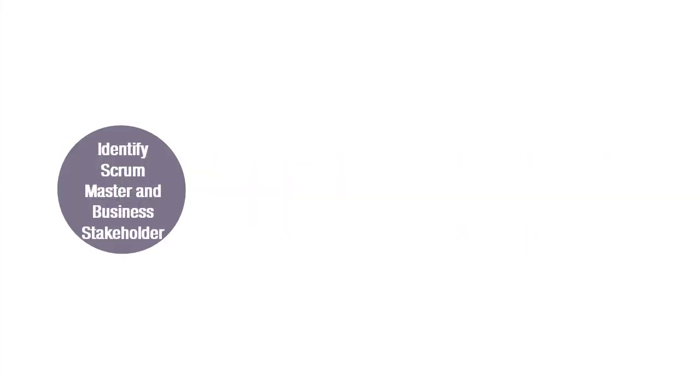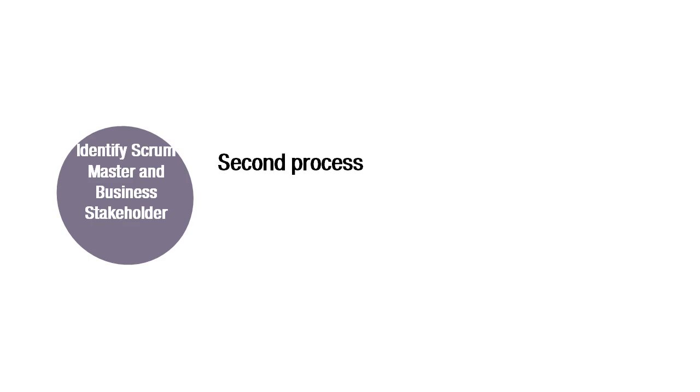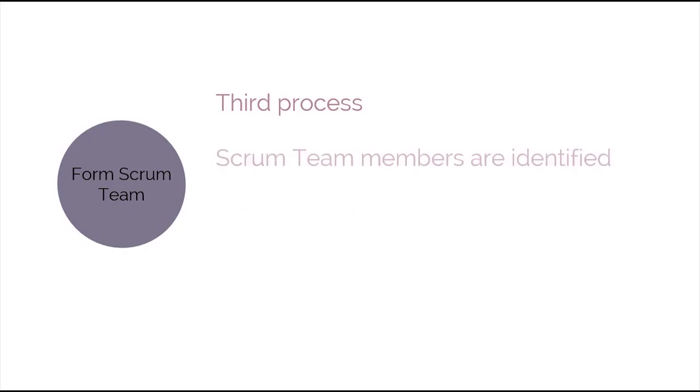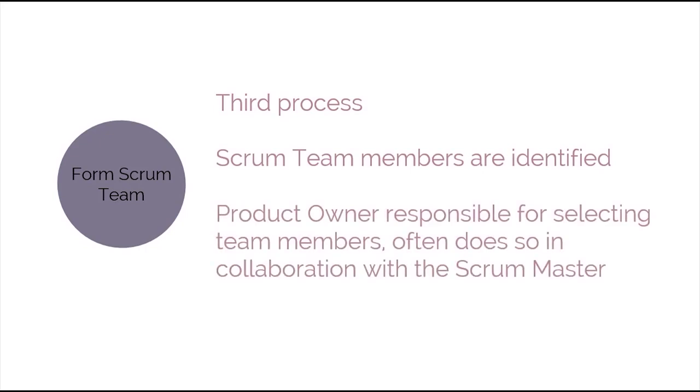Identify Scrum Master and Stakeholders is the second process, during which the Scrum Master is identified using specific selection criteria. Form Scrum Team is the third process in the Initiate phase. In this process, Scrum team members are identified. Normally, the product owner has the primary responsibility of selecting team members, but he or she often chooses the team in collaboration with the Scrum Master.